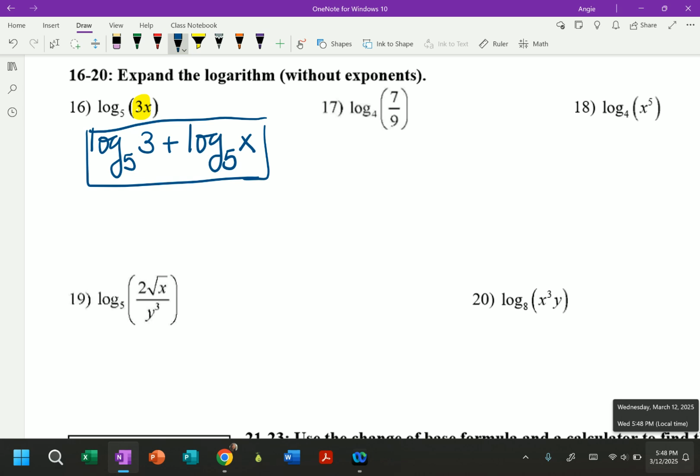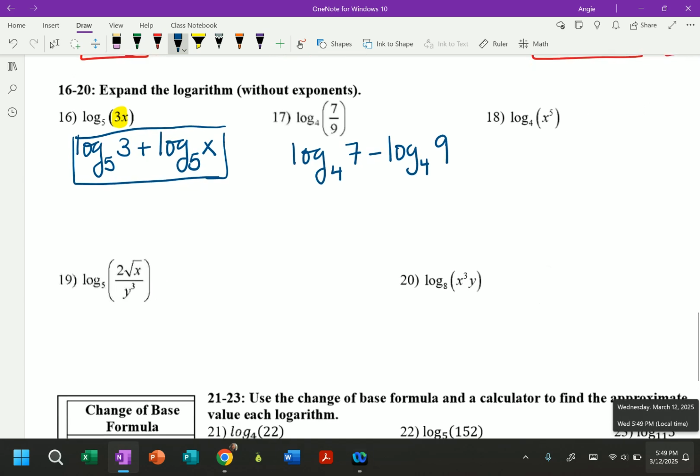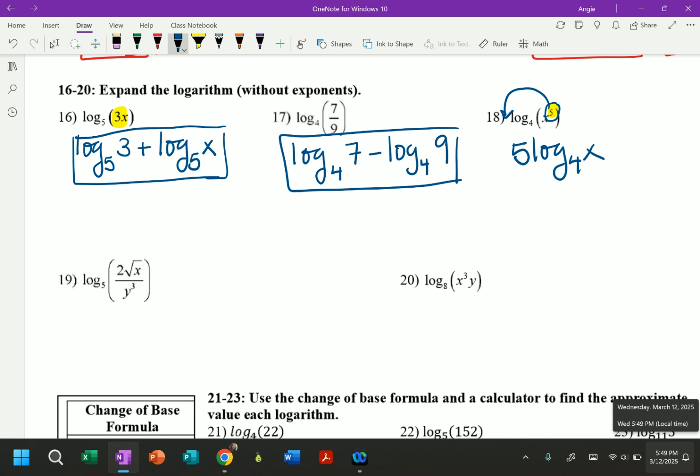17, log base 4 of 7 divided by 9. So again, division allows us to subtract. So it's going to say log base 4 of 7 minus log base 4 of 9. Next, 18 says log base 4 of x to the fifth power. So remember, an exponent here, students, will allow us to move it and make it a coefficient. So 5 times log base 4 of x, because it says without any exponent.